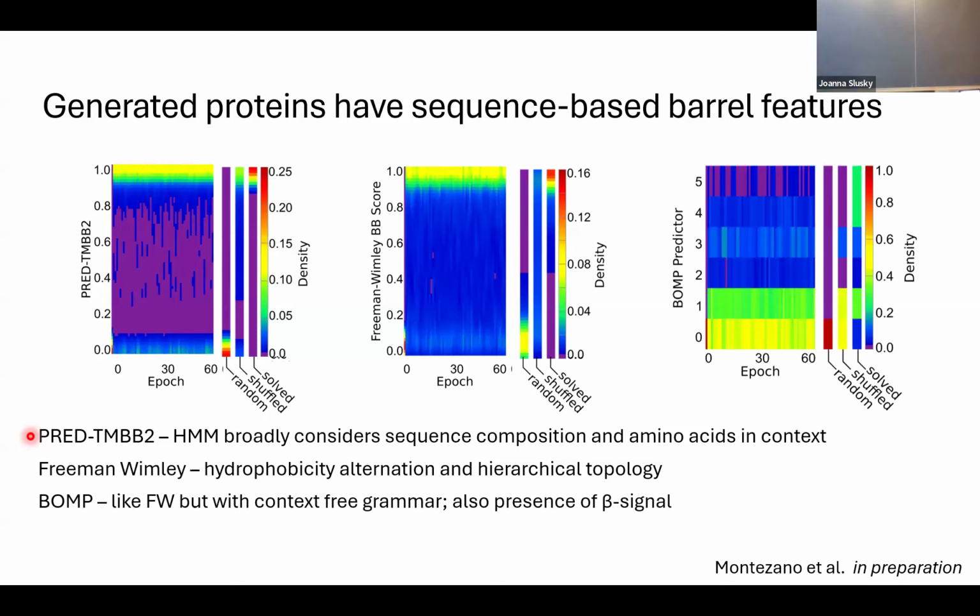And here you can get BOCTOPUS, which is like the Freeman-Milner, but with context-free grammar. And also it has a number of features like the beta signal, where it says, is it a barrel? And instead of being from 0 to 1, like you saw before, it has 5 possible answers. 0 means it's not a barrel. And then 1 means it has some features of the beta barrel. 2 means it has more. 3, it has even more. 4, it has even more. 5, it has the most. And so what you see is that even beta barrels themselves don't always get put in 5.